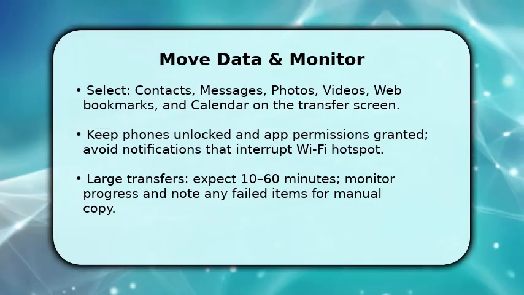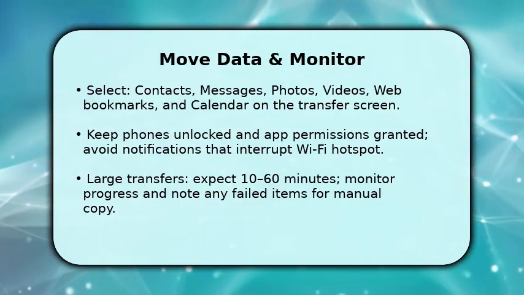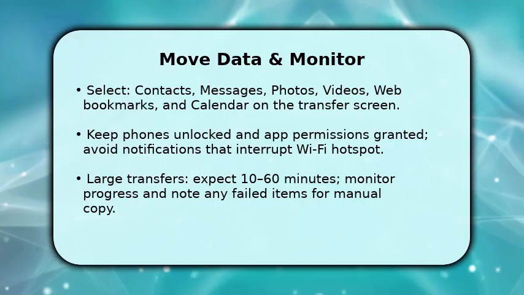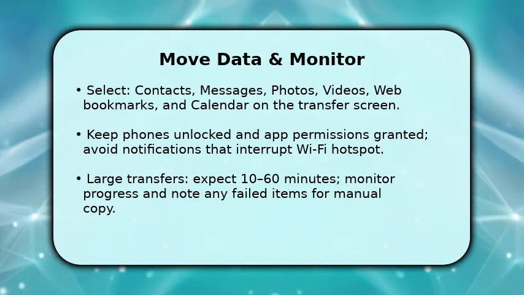You do this because interrupted permissions cause partial restores. Continuous power prevents mid-transfer shutdowns. While it runs, watch the progress bar and note files listed as skipped, so you can handle them manually later.